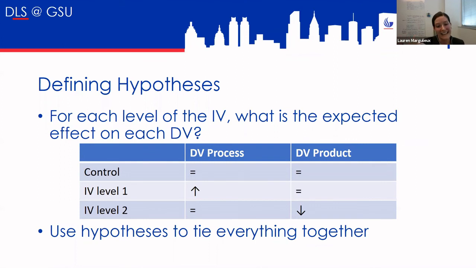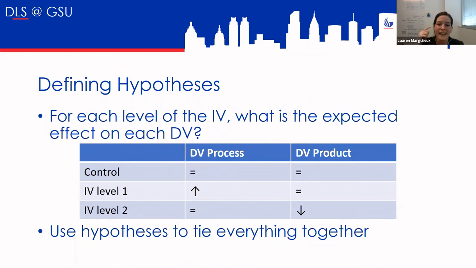And the key thing about this is if you have two levels of your IV that look exactly the same, or you're having a hard time justifying why they would be different, you probably don't need both levels of that IV. You might be able to collapse them into one.